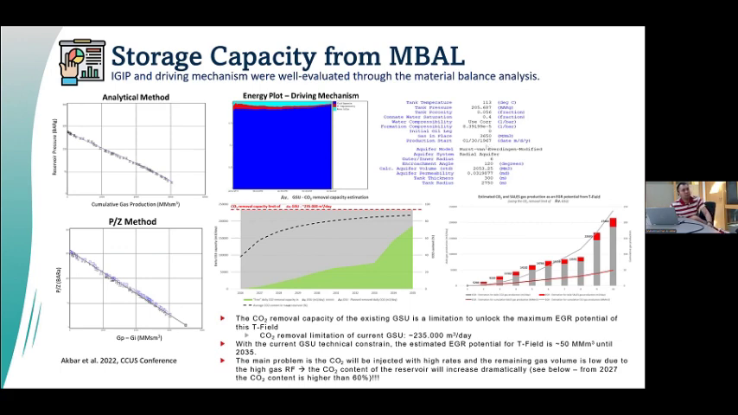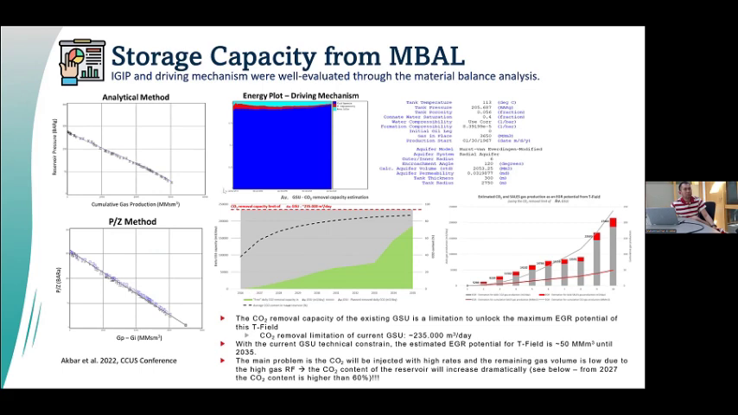And then we run the compositional material balance here, considering the CO2 composition in the calculation. The most important thing here is that we can calculate how much CO2 can be injected, and the other thing we can also calculate is how much CO2 can react in the gas reservoir as enhanced gas recovery. Through this, we can evaluate the initial gas in place itself, and then calculate the maximum gas storage. And then what was the main problem last time when we evaluated this?